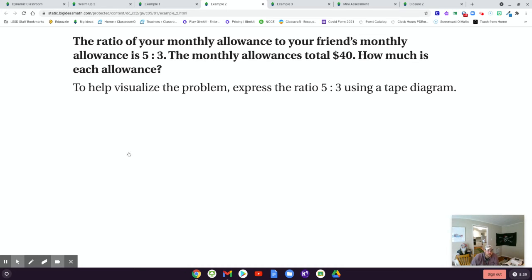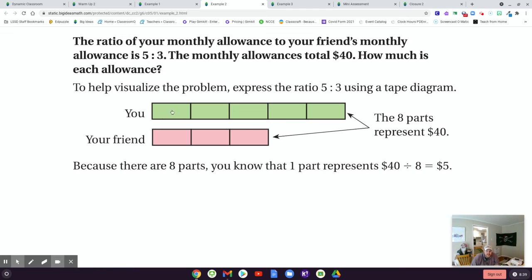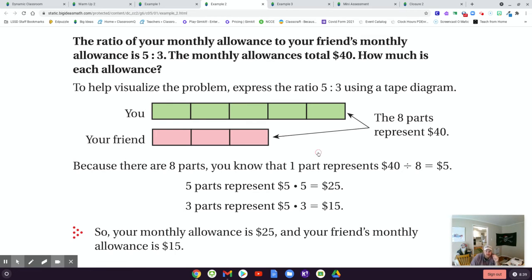All right, so to help solve this problem, it helps to draw a tape diagram. So for you, you get 5 for every 3 that your friend gets, 5 parts to every 3 parts. So knowing that the whole thing represents $40, there are 8 parts total, 40 divided by 8. Each part is 5. So that tells you that your 5 parts, 5 times 5 is 25. Your friend's 3 parts, 3 times 5 is 15. That will give you the exact total of the $40 using the ratios. Therefore, your monthly allowance is $25. Your friend's monthly allowance is $15.